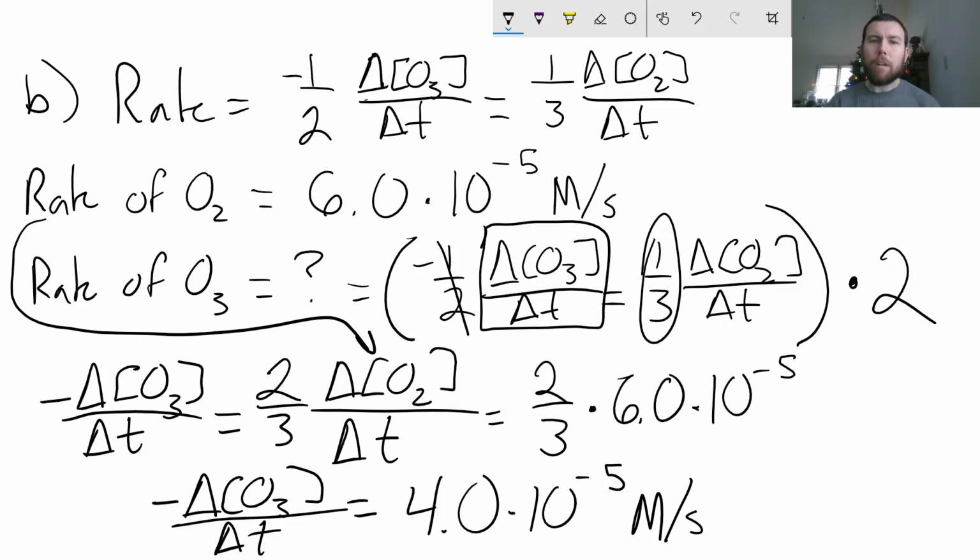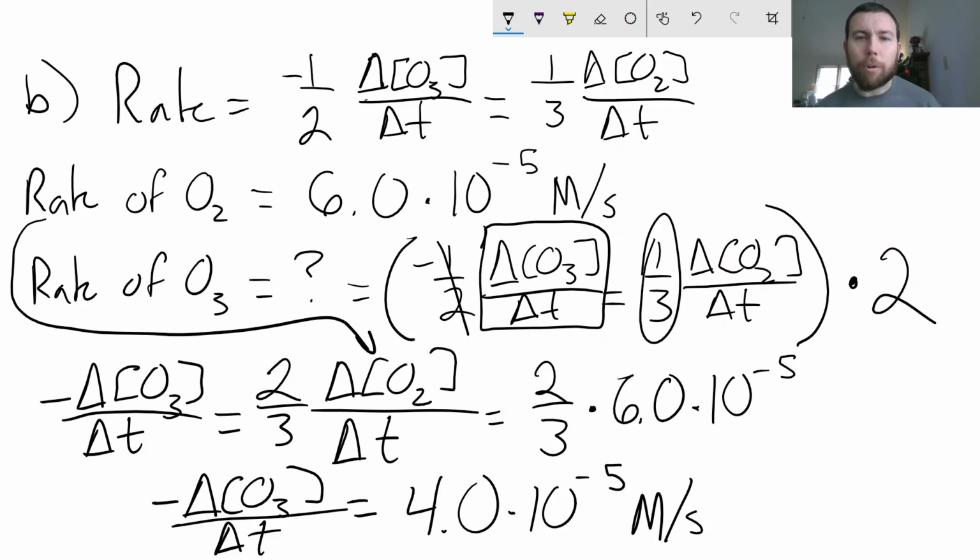All right. And the only thing that we could communicate, if we wanted to make it positive, we could distribute that negative sign so that it's communicating that disappearance. But if we leave the negative over here, we're still communicating to ourselves and to each other that the rate of disappearance of ozone would be 4.0 times 10 to the negative 5th molarity per second.